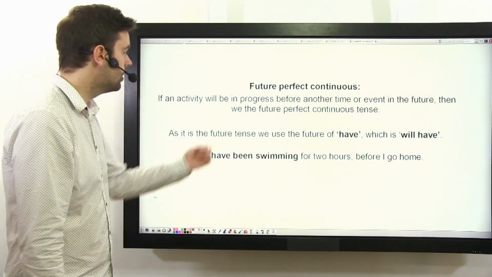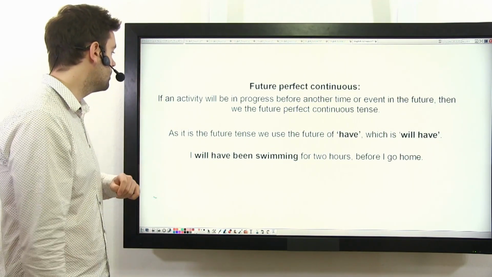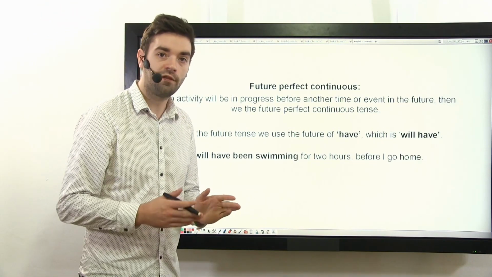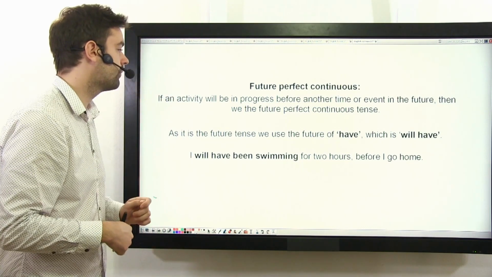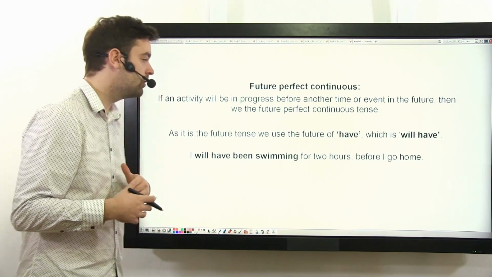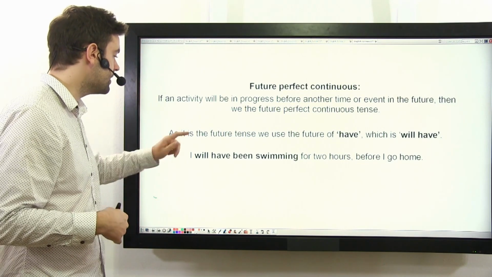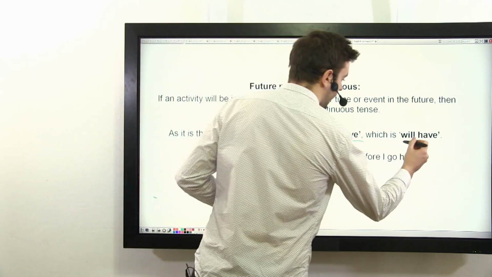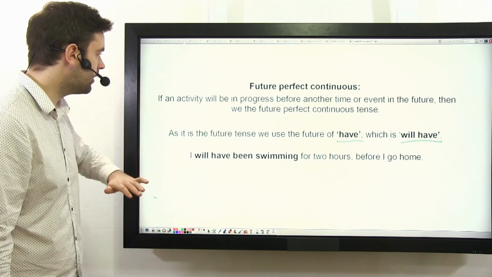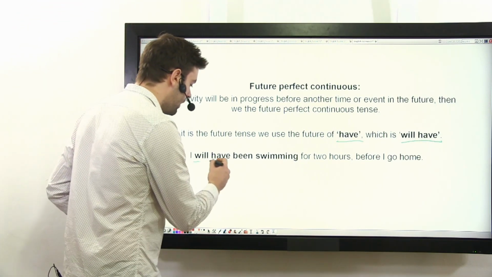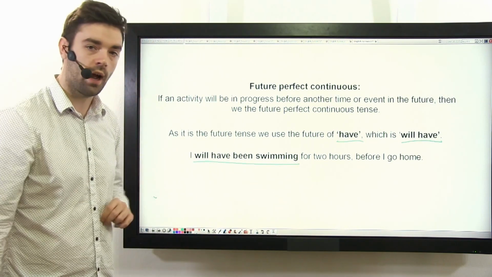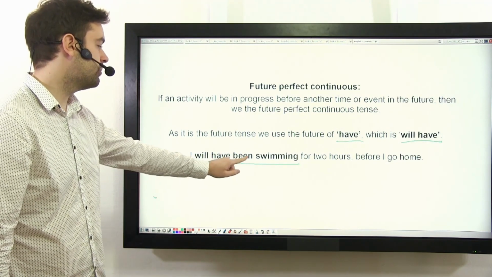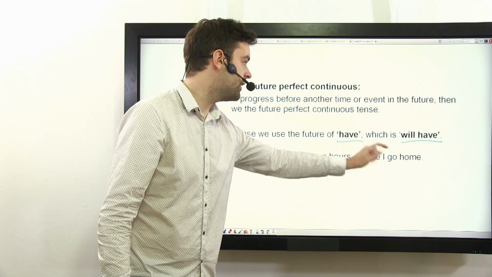So what about the future? Well, the future perfect continuous is used if an activity is in progress before another time or event in the future. And of course, we have to have an emphasis on the duration. As it is the future tense, we use the future of have, which is will have. Let's take a look at a sentence: I will have been swimming for 2 hours before I go home. So, the activity is in progress before another time or event in the future.